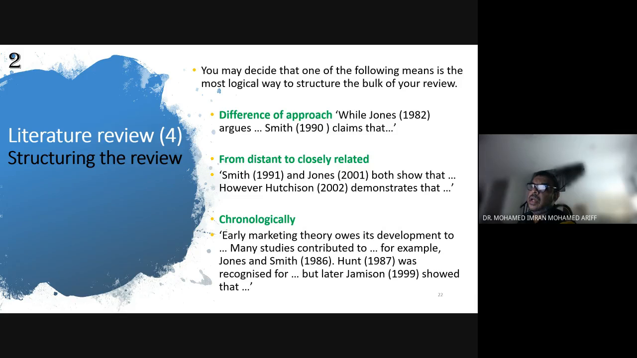Okay, and Smith pula buat benda tu tapi dalam masa so short. 1991, 2001, 2002. Apa benda ni? Kenapa sekejap sangat? Why is the same thing studied over and over again at a very short period of time? So these are also some of the ways you structure your literature review.